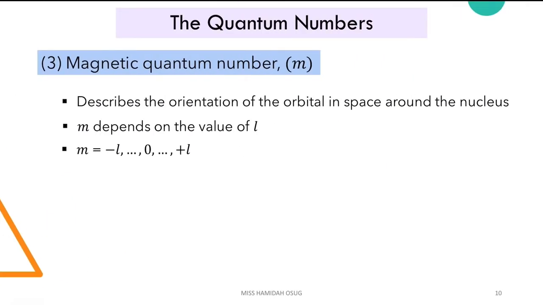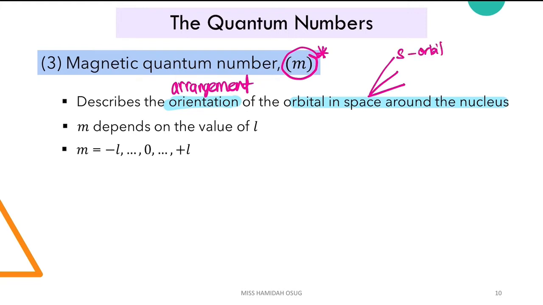The third quantum number is called the magnetic quantum number, with the symbol small m. The magnetic quantum number describes the orientation, which is the arrangement of the orbital in space around the nucleus. In the previous slides, I already told you the types of orbital. There are 3 types of orbital, which are the s orbital, p orbital, and also the d orbital. So why do I tell you this?